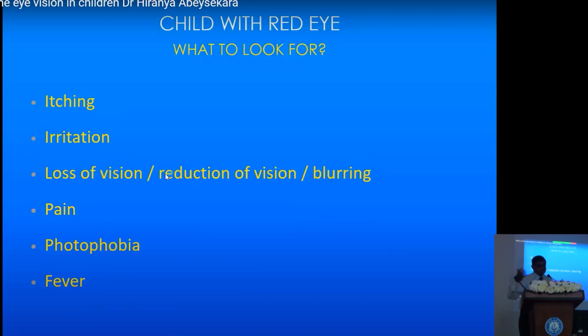So fever and red eye, basically you all are the experts for that, not me. If the child is having fever with red eye, what I do is I refer to a pediatrician, right?